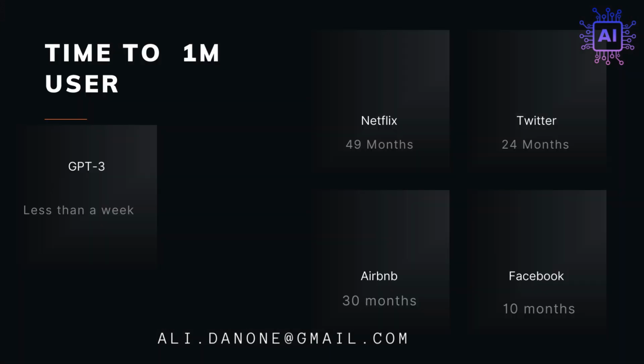Now let's see how different companies approach this milestone of 1 million users. ChatGPT 3, as I said, took less than a week. Netflix took 49 months to reach 1 million users. Similarly, Twitter took 24 months to reach 1 million users. Airbnb, that's also a very famous app, took 30 months to reach 1 million users, and Facebook took 10 months to reach 1 million users. So you can imagine the popularity of this app.